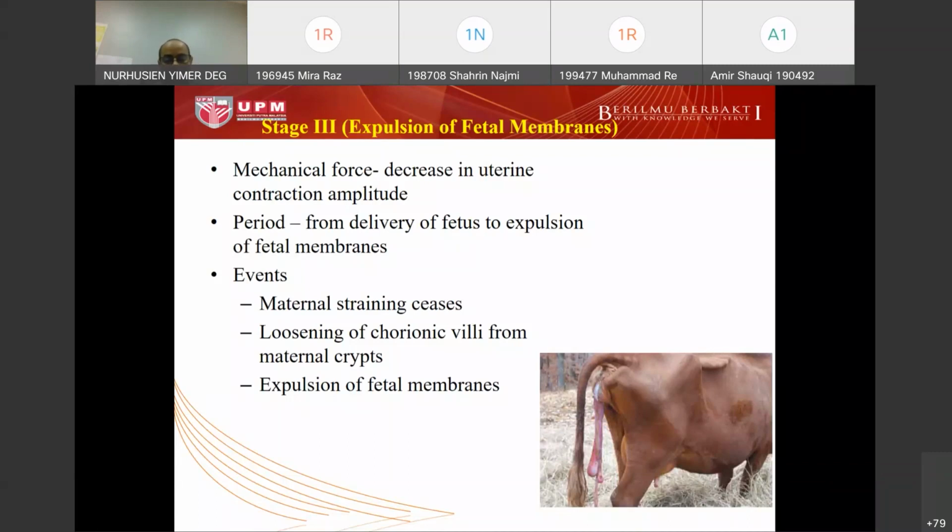Remember when we talked about placentation, we were talking about the cotyledonary type of placenta, whereby the chorionic villi are inserted or locked into the crypts of the maternal caruncles. During this time, this attachment will start to loosen by different mechanisms, particularly by some enzymatic actions to break down the proteins, resulting in the detachment process. Ultimately, in a normal situation, this fetal membrane will be detached from the endometrium and removed out of the uterus.